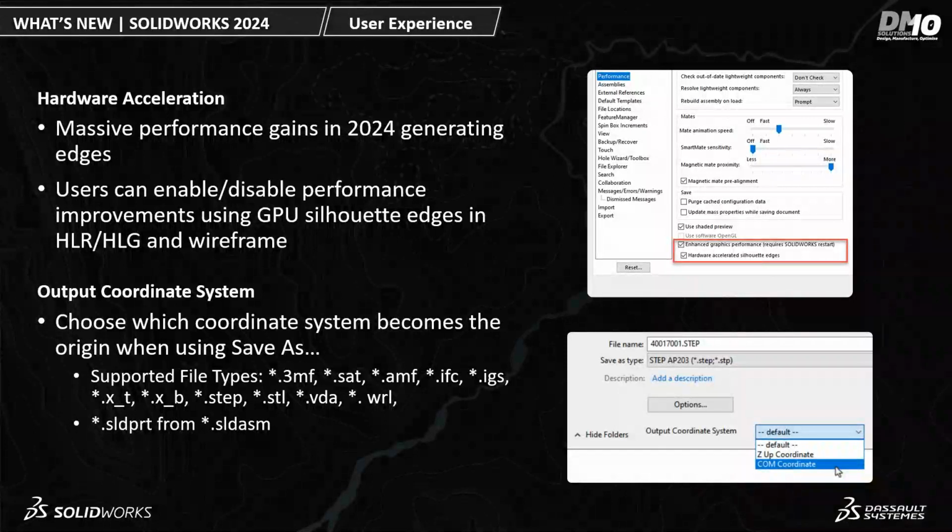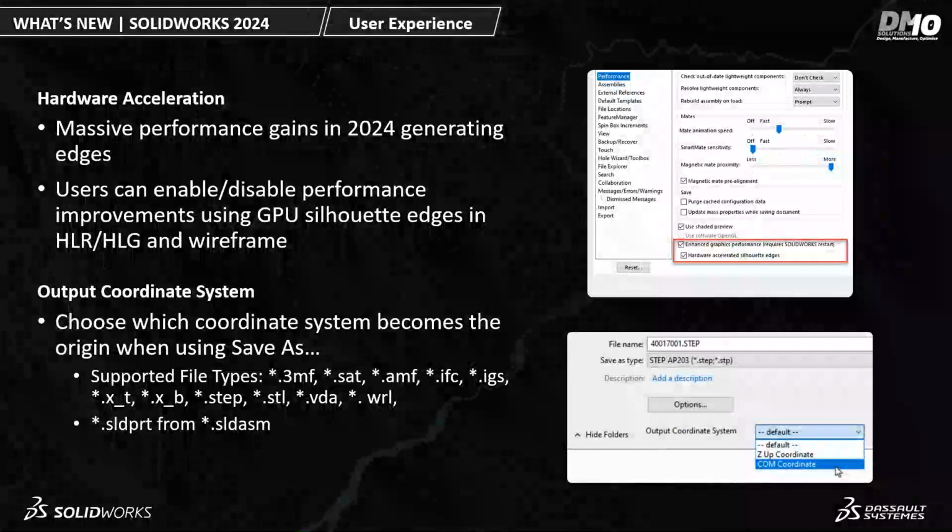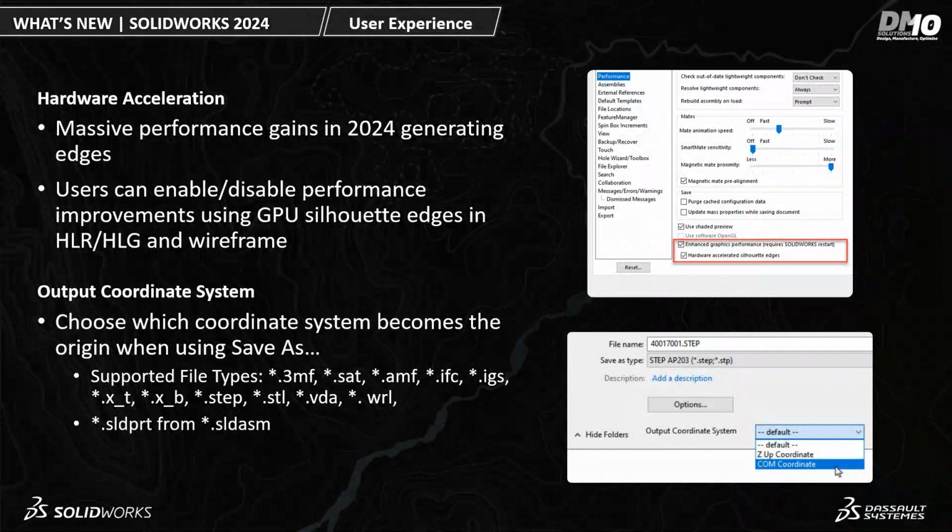When it comes to user experience, SOLIDWORKS 2024 will bring massive improvement in graphics performance, and it will allow users to enable or disable hardware accelerated silhouette edges. And there's an extra option now to set a custom coordinate system as the origin while saving.